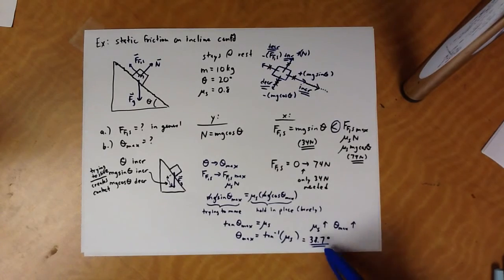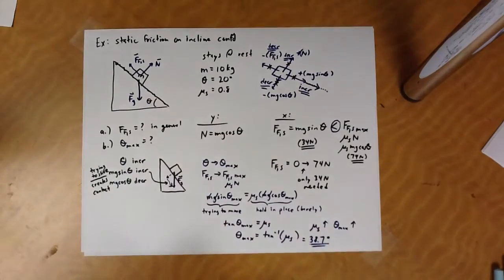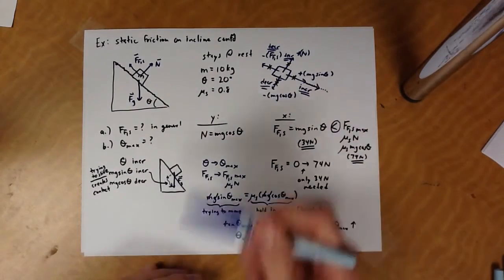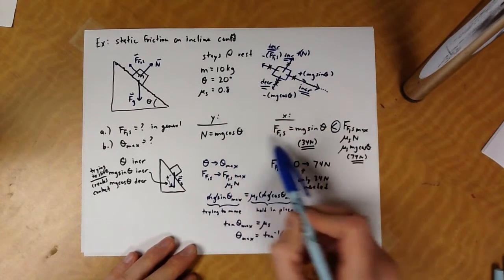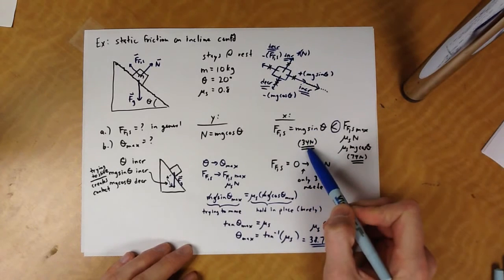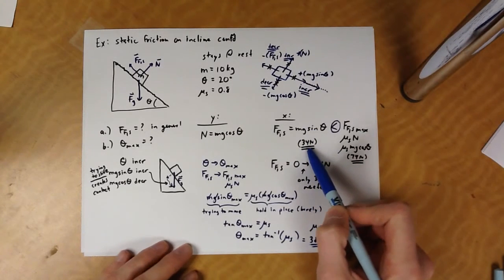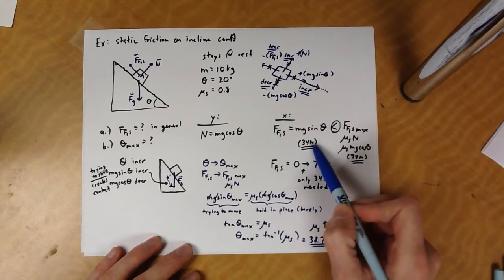So 38.7 degrees is the biggest tilt at which this object could stay at rest. That's certainly bigger than 20. We found that staying at rest at 20 degrees was no problem. In fact, at 20 degrees, the force trying to pull it and get it moving is 34 newtons, whereas the maximum force you would have to hold it in place is 74 newtons, which is, of course, substantially larger, so you don't even need all of it. You just need the 34.